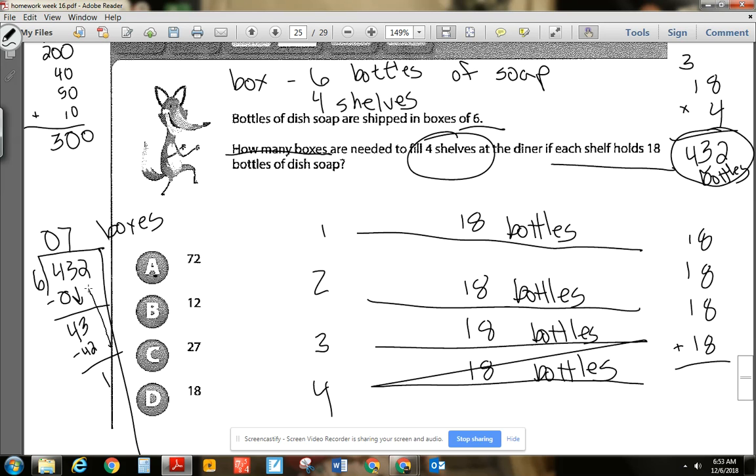1. Going down the ones place. How many 6s fit into 12? 2. 2 times 6 is 12. And I wouldn't have any bottles left over. So it would take 72 boxes of dish soap to make sure that there's 18 bottles on each of the 4 shelves. So 432 bottles total, but you would need 72 boxes of 6 to make that.